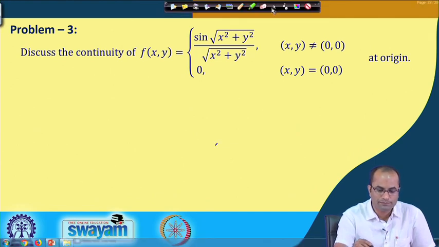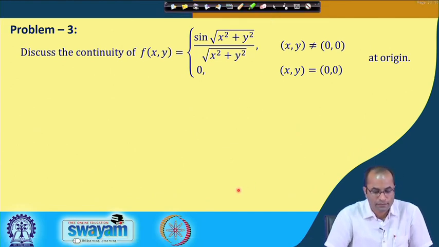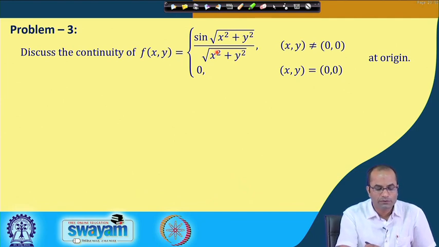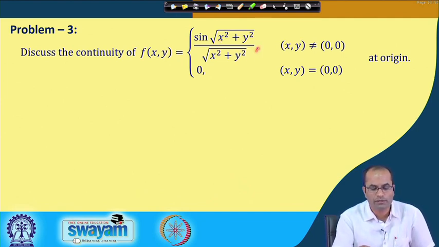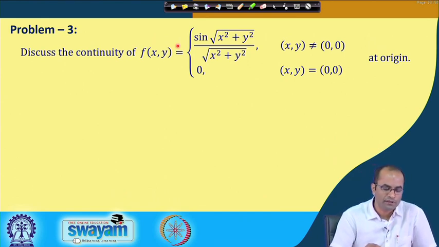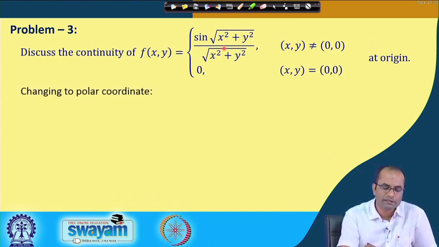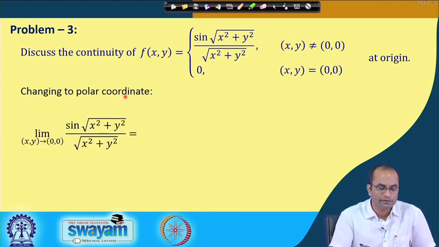The next example: we will discuss the continuity of this function sin of (x square plus y square), under square root x square plus y square, otherwise the value is 0. We will discuss again the continuity of this function at (0,0), because when (x,y) is not equal to (0,0), it can easily be shown that this is continuous. So at this point again, because the x square plus y square term is there, changing to polar coordinates will be helpful, and we will do so.